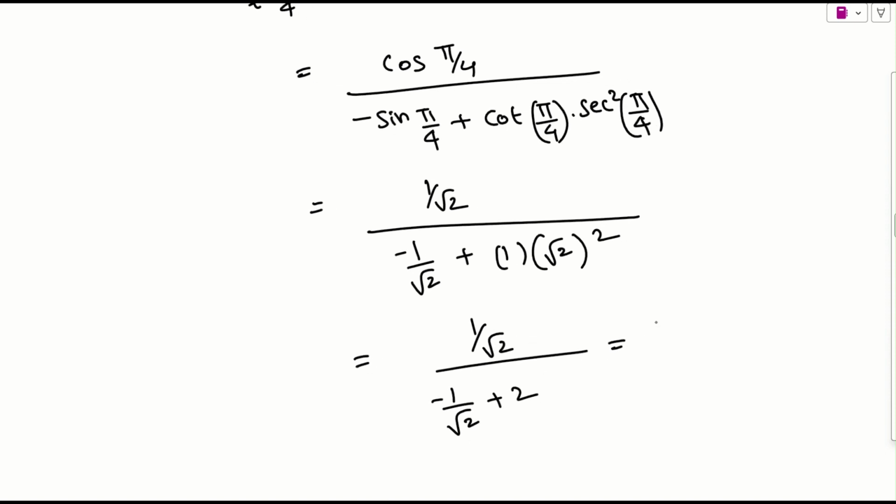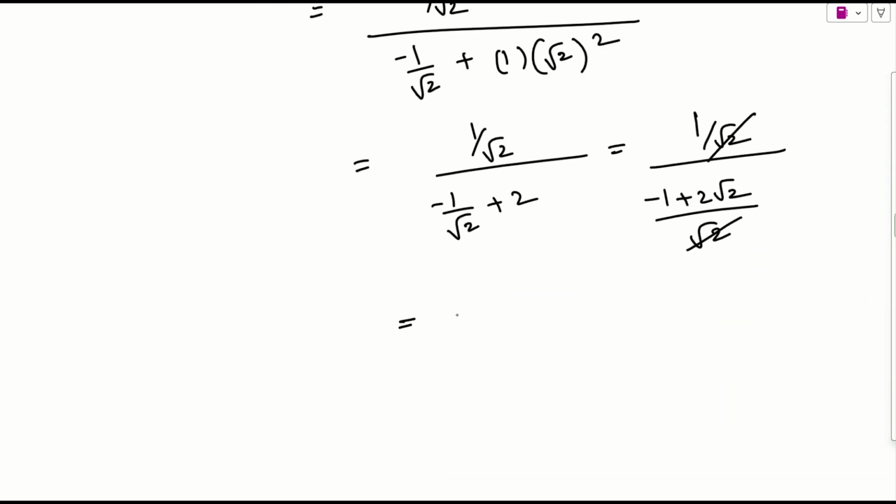So if you take an LCM, you will be getting 1 by root 2 whole divided by minus 1 plus 2 root 2 by whole root 2. So simply in the numerator and denominator, we can cancel root 2. I will be getting finally 1 by 2 root 2 minus 1. This is our final answer. If you have any doubts, you can let me know.